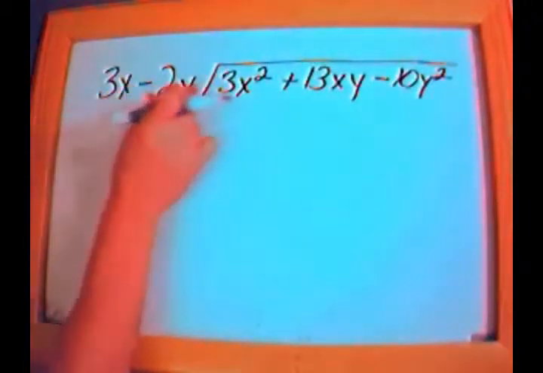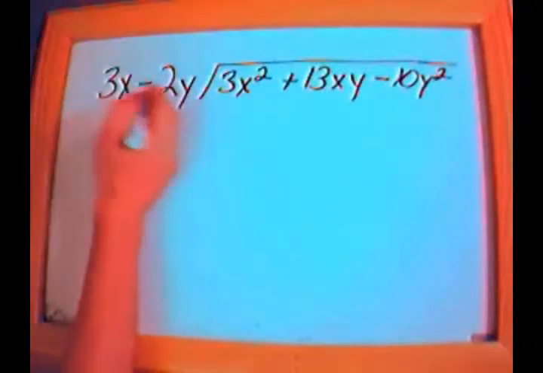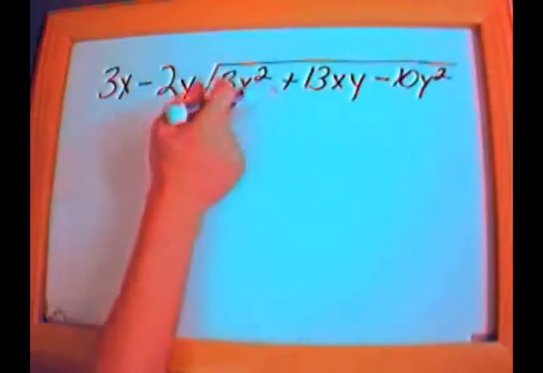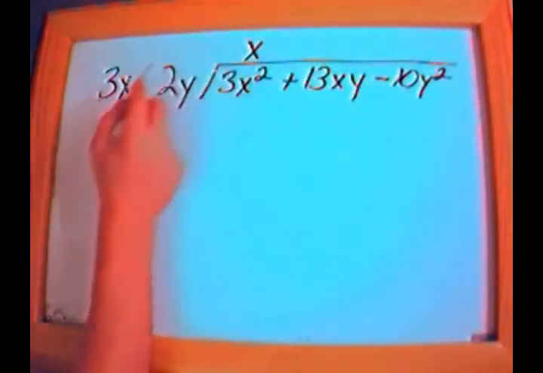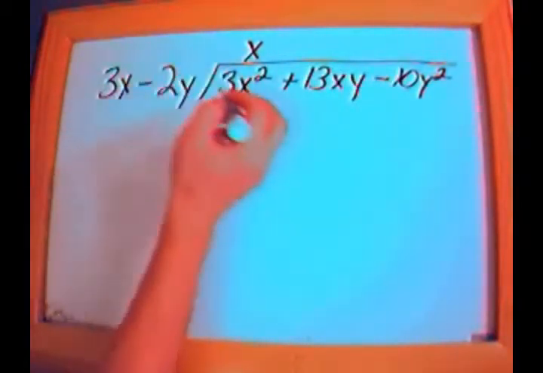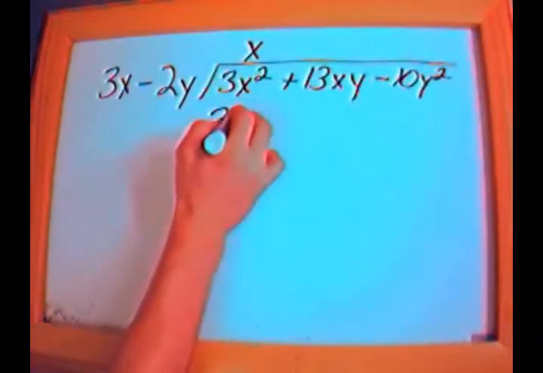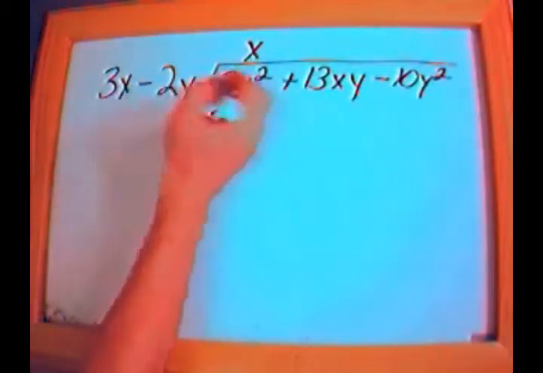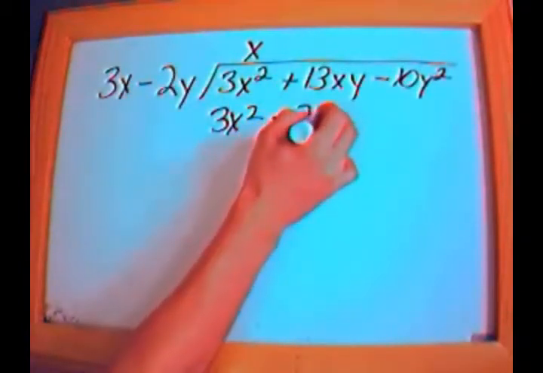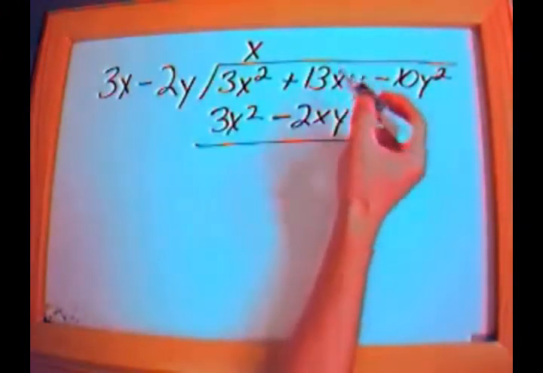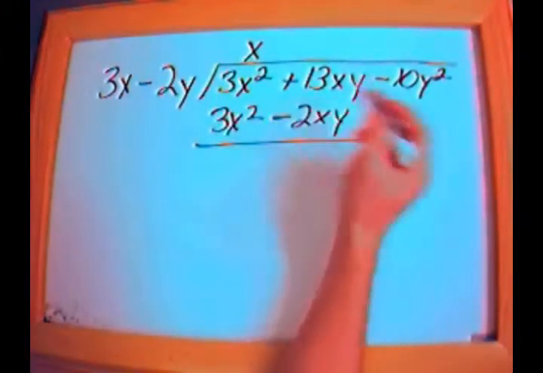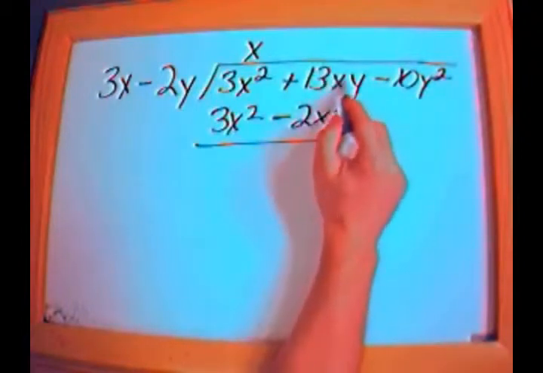Again, 3x goes into 3x squared: 3 goes into 3 once, and x goes into x squared, x. So I put an x up there. Multiply this times this. x times 3x is 3x squared. x times negative 2y is negative 2x times y. Draw my line. 3x squared minus 3x squared is 0, so I'm going to drop it out.